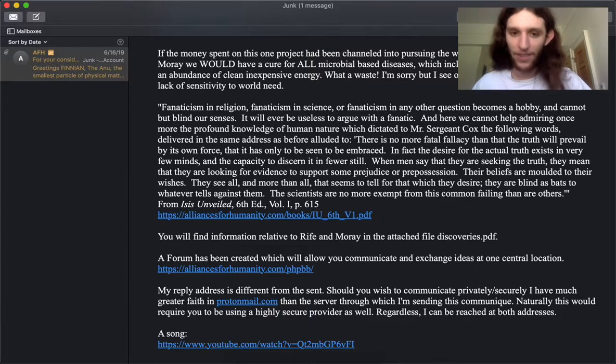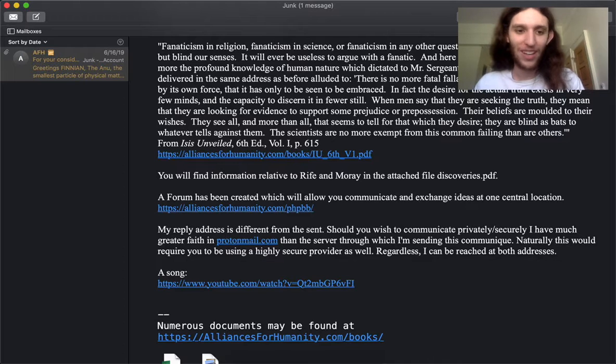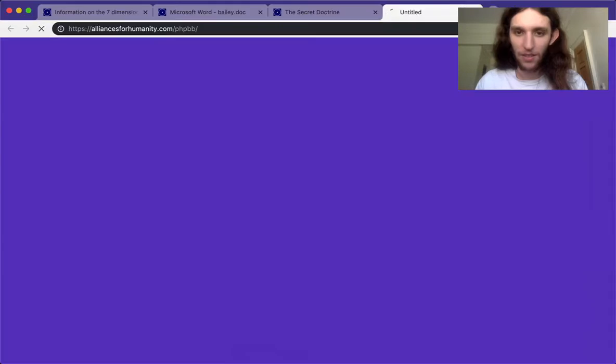So now they're advocating for critical thinking in the scientific method. There's a whole lot going on here. "You'll find information relative to..." blah blah blah. A forum has been created. I would love to go here. Let me open this link in Proton Mail.